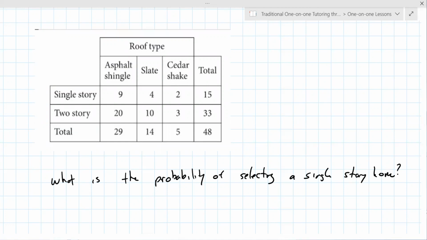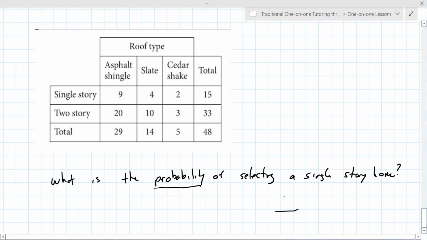Okay. What is the probability? I got it. A single story home. It's 15. Okay, but we want the probability, so it's a fraction. So 15 goes on top. What number goes on the bottom? 48. Good. Yep. Okay, let's try another one here.